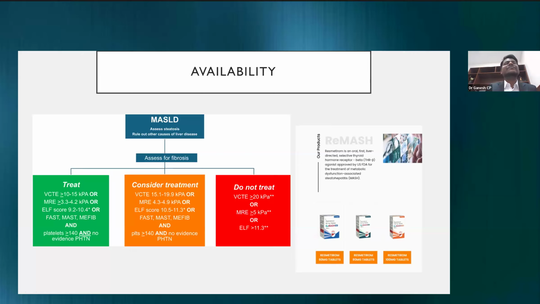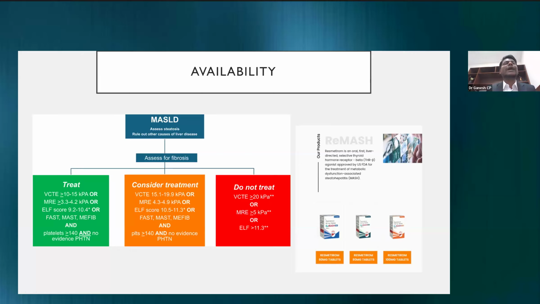So we'll go with an LSM, which is easily available in all of the tertiary care centers at any given point of time in our state, in India, etc. So, LSM values between 10 to 20 are excellent candidates to get treated with resmetirom, in a patient with MASLD.